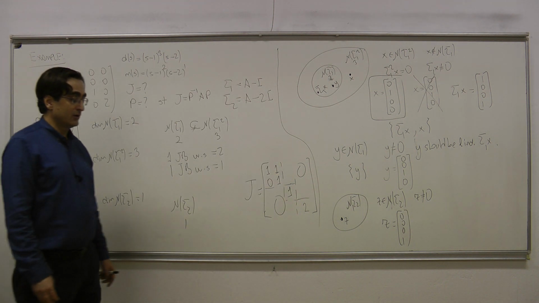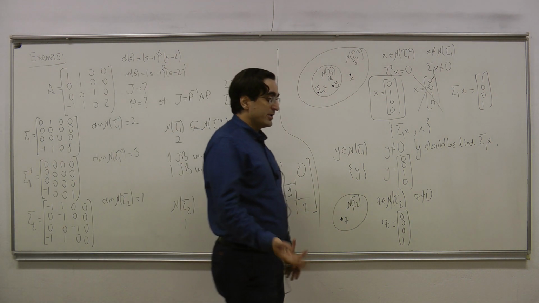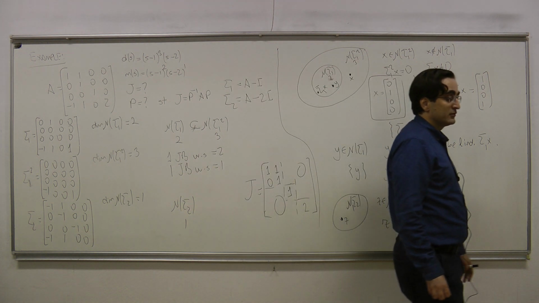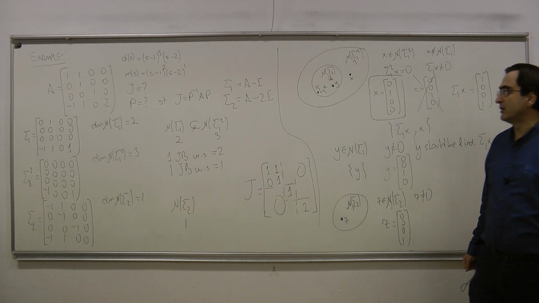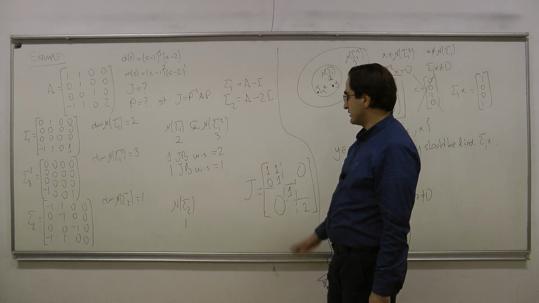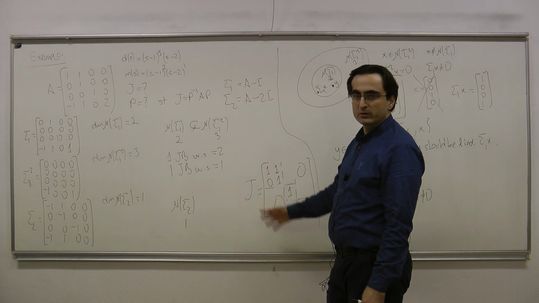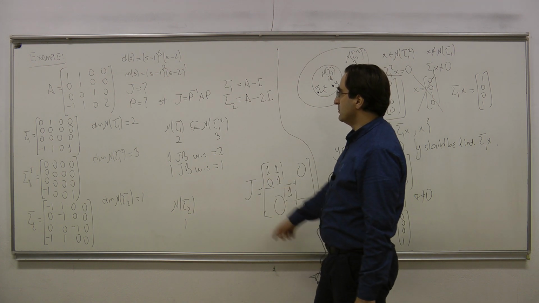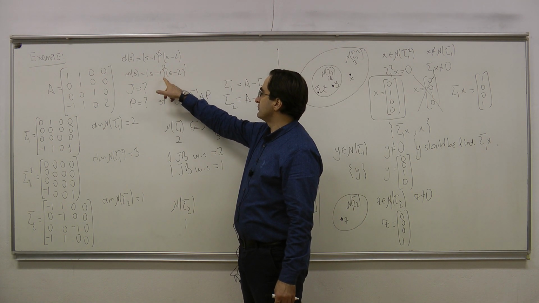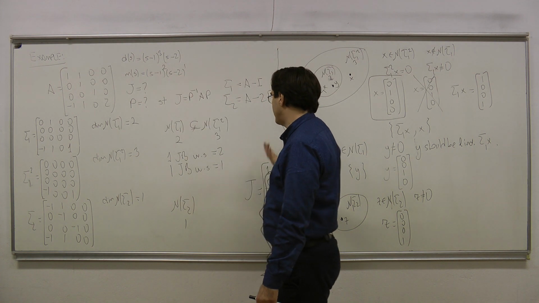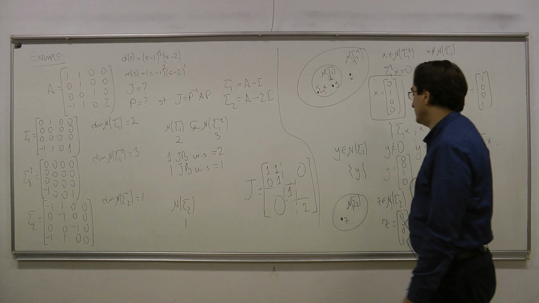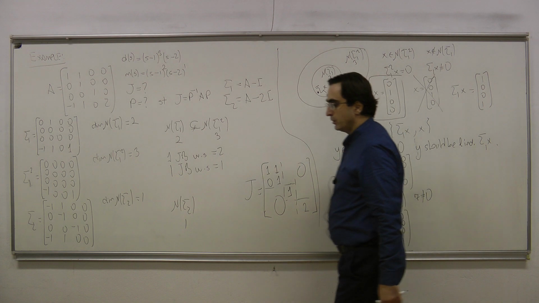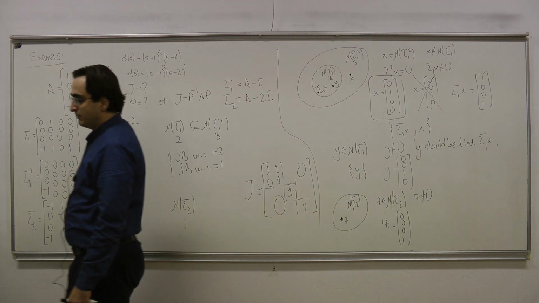Since the matrix doesn't have as many linearly independent eigenvectors as its size, it's not diagonalizable. So this matrix is not diagonalizable, and we see it from the Jordan canonical form already. Jordan canonical form is not diagonal. If the minimal polynomial was s minus 1 times s minus 2, then it would have been diagonalizable, and in that case the Jordan canonical form would be a diagonal matrix.